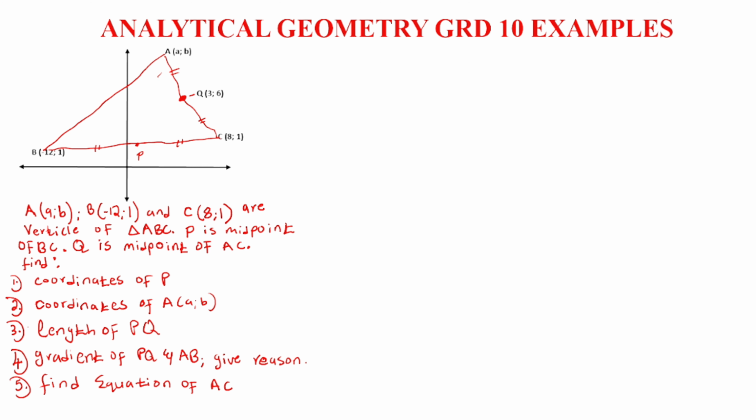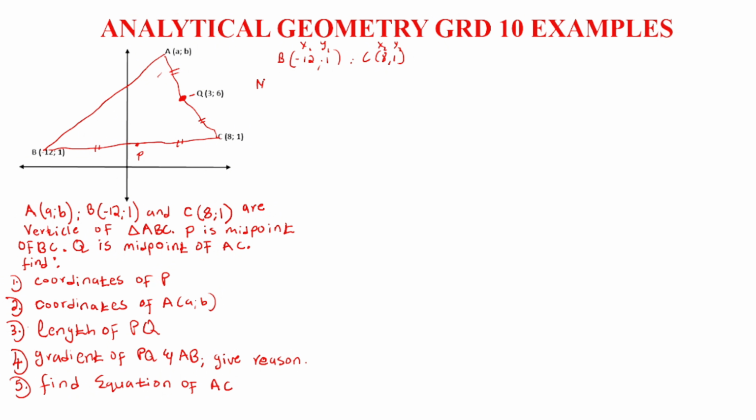Question number 1 says find the coordinates of P, which is the midpoint of BC. So we've got B there, the coordinate is minus 12, 1. And then we also got C here, with the coordinates of 8, 1. So we can mark this x1, y1, x2, y2. As we discussed in our lesson video, this is how we're supposed to mark them.